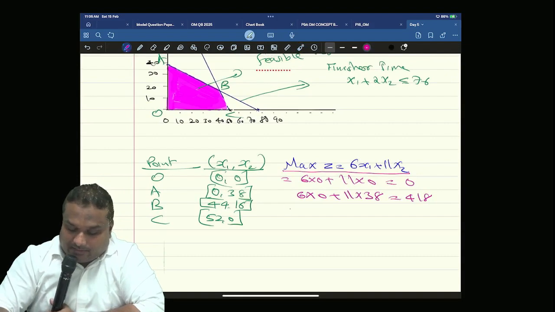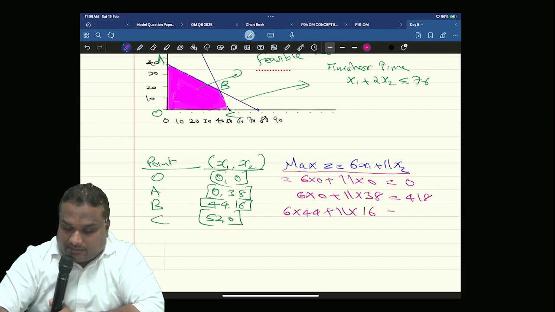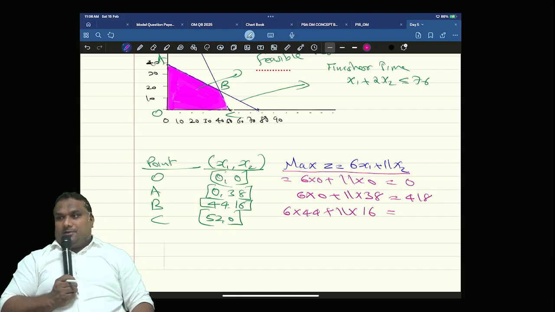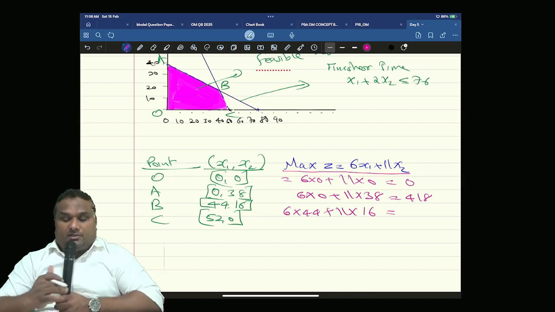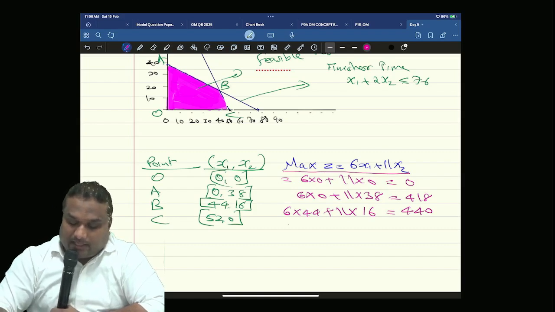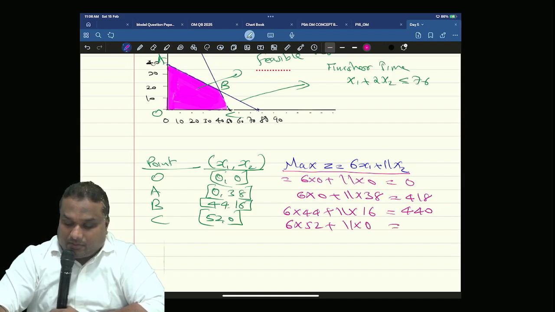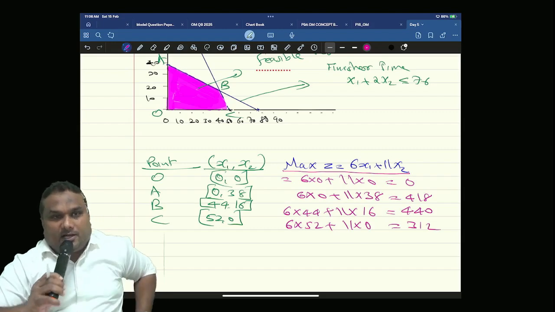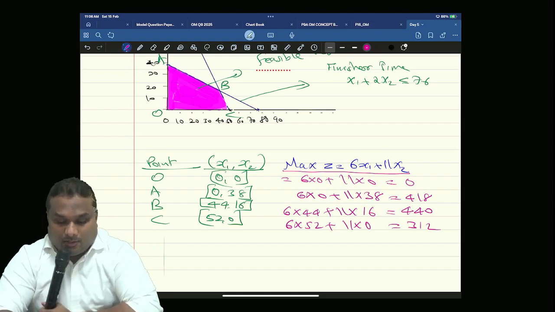Now the other one, 6 into 44 plus 11 into 16. Now take your calculator, press MRC button twice, press AC. 6 into 44 M plus, 11 into 16 M plus, MRC. What is the answer? 414. Now the last option, 6 into 52 plus 11 into 0. What is the answer? 312.